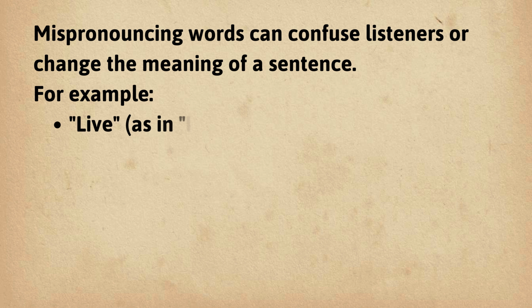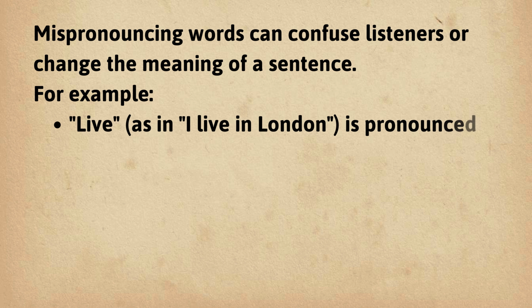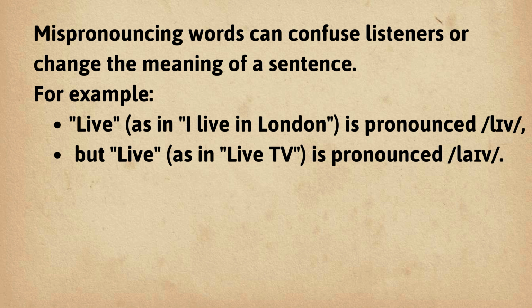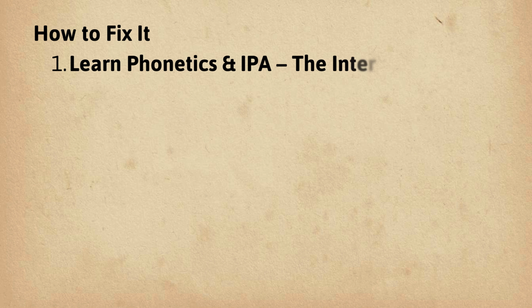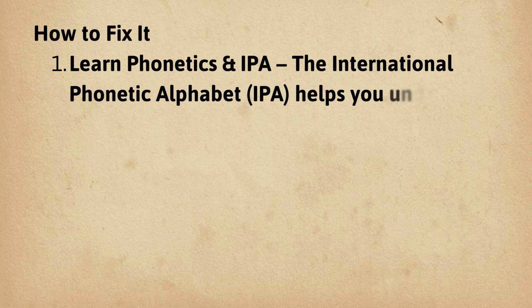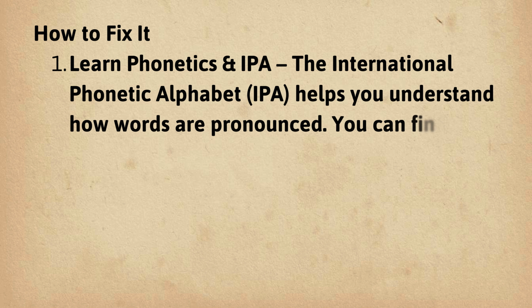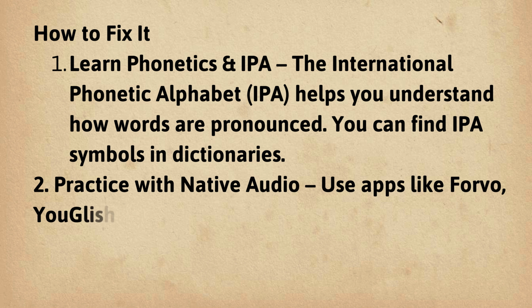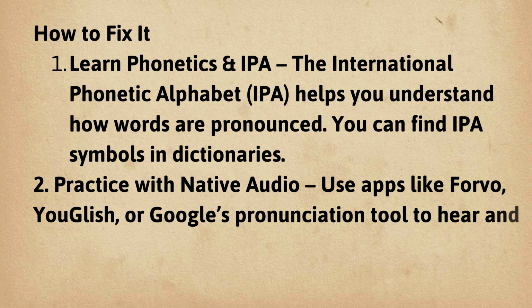For example, live, as in I live in London, is pronounced live, but live, as in live TV, is pronounced L-A-I-V. How to fix it? Learn phonetics and IPA, the International Phonetic Alphabet. IPA helps you understand how words are pronounced.